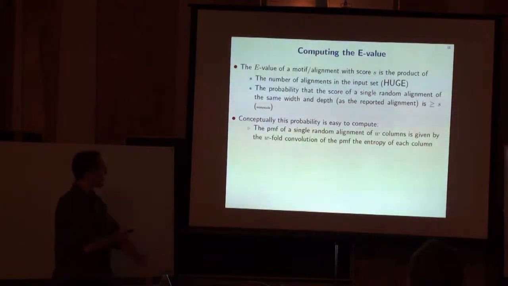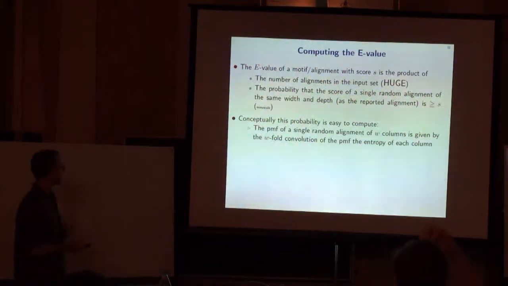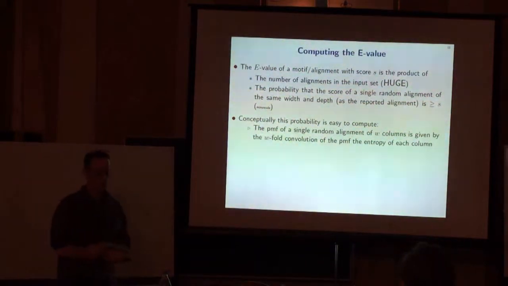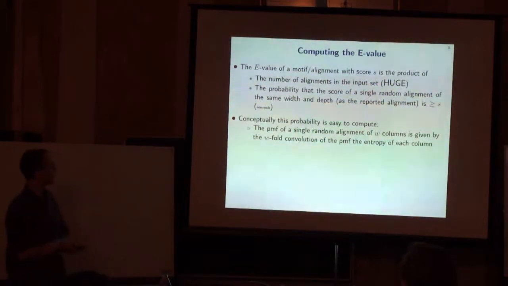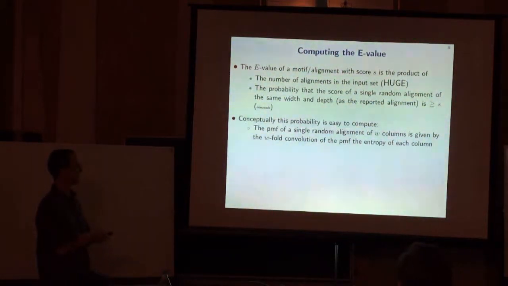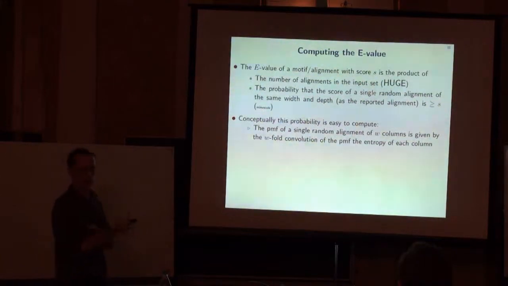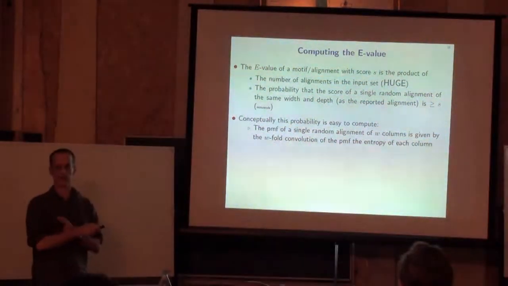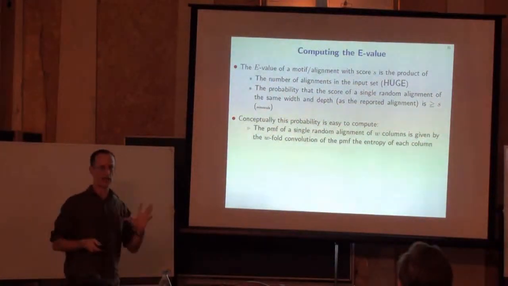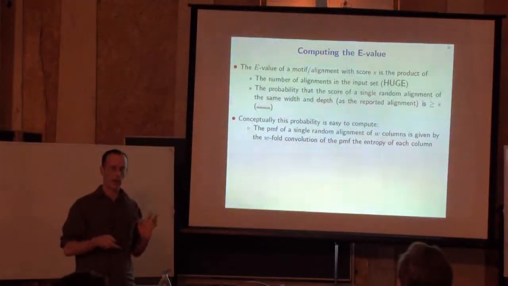A little technical detail: the probability mass function of a single random alignment of W columns is given by the W-fold convolution of the probability mass function of the entropy of each column. For the mathematician in the audience, this would make sense. For the others, don't worry about it. It's not critical. All I'm saying is, mathematically, it's a simple problem.